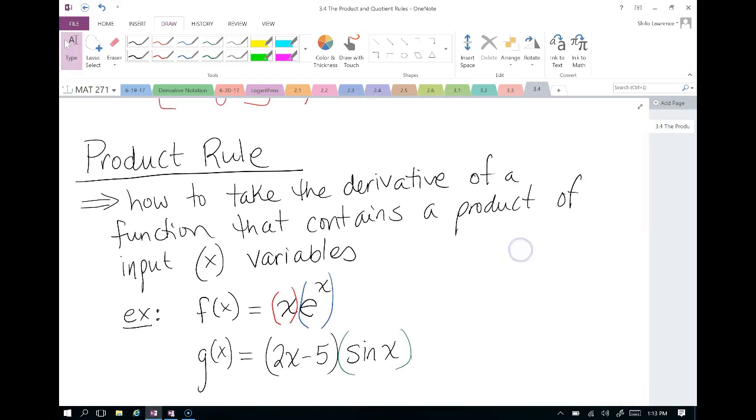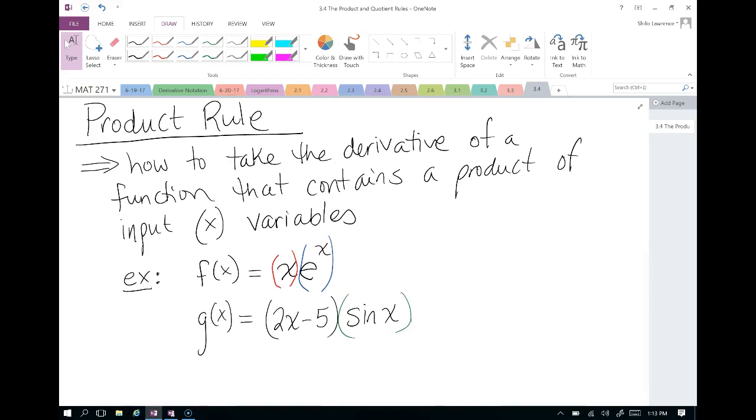Now sometimes you might be able to do some algebra to fix that, and if so, that's great. Go ahead and do the algebra to fix it. Like if they're both just linear polynomials, you might just be able to distribute and turn it into a quadratic and then find the derivative term by term. But a lot of times you won't be able to do anything, like x times e to the x. There's nothing you can do to rewrite that so it's not a product. It's going to have to stay that way.